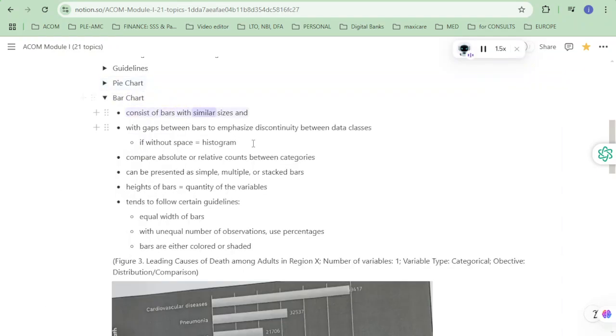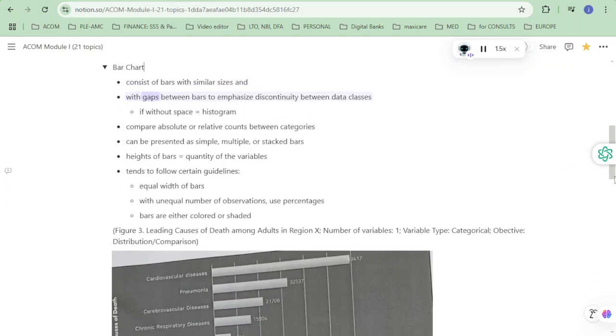Bar chart. Consists of bars with similar sizes and with gaps between bars to emphasize discontinuity between data classes. If without space, it is a histogram. Used to compare absolute or relative counts between categories. Can be presented as simple, multiple, or stacked bars. Heights of bars equal the quantity of the variables. It tends to follow certain guidelines: equal width of bars, use percentages with an unequal number of observations, and bars are either colored or shaded.